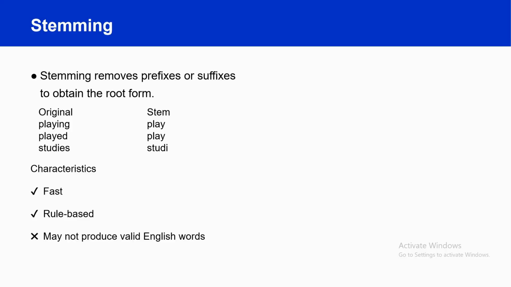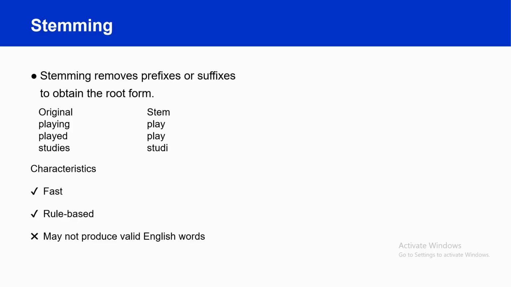Next pre-processing technique is stemming. Stemming is the process of reducing words to their root form by removing prefixes or suffixes. So look at the example. Here, this is the original word and this is the stemmed word. Playing becomes play. Played becomes play. Running becomes run. Studies becomes study. So these different forms of a word are reduced to a common root.